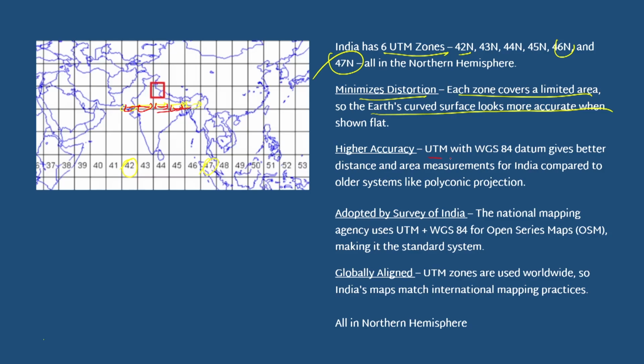High accuracy: since you are using UTM with the WGS84 datum, it gives better distance and area measurement. As I said earlier, distance and area measurement matter. This is adopted by Survey of India; the combination of UTM and WGS84 and open series maps makes this a standard system. And again, this is globally aligned. If you work with any part of Indian maps, it is automatically aligned with the global projection system. All the zones in India fall under the northern hemisphere.